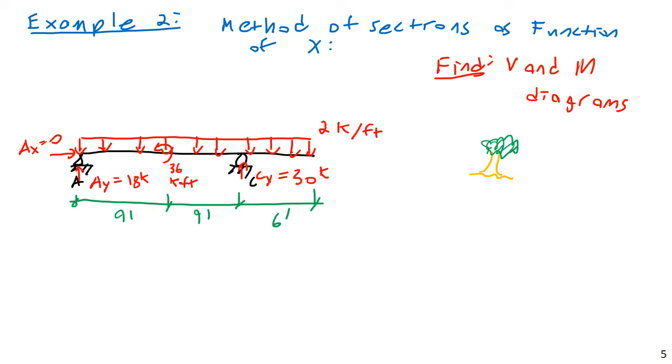So, unlike last time, we're not going to cut at a particular location. Instead, we're going to cut at x. And so the question I have for you is, how many cuts are we going to need to make? 3. We have 4 discontinuities: the end of the beam, the point moment, the support, and the other end of the beam. So 4 discontinuities means 3 zones of integration.